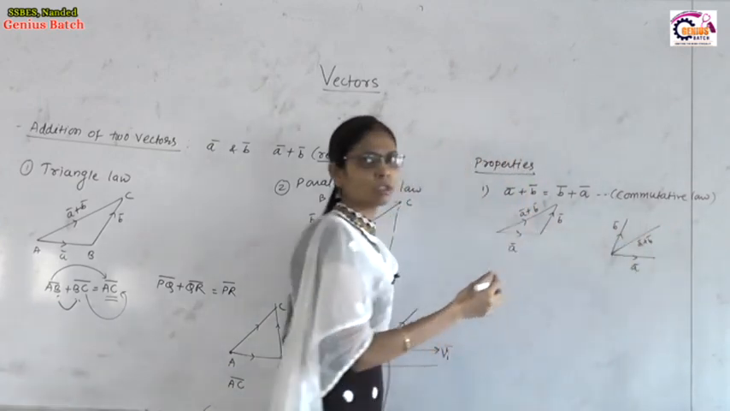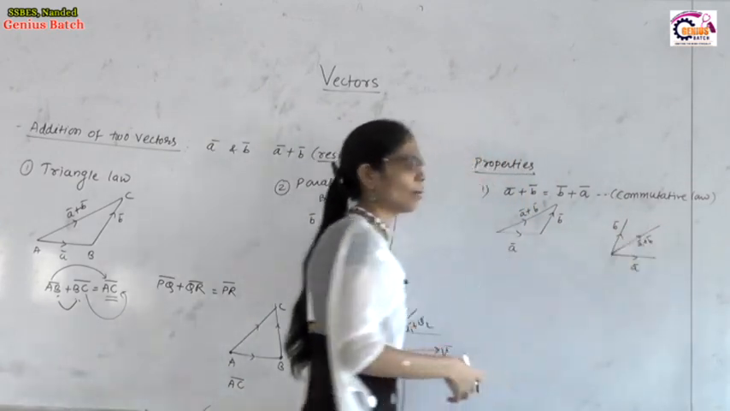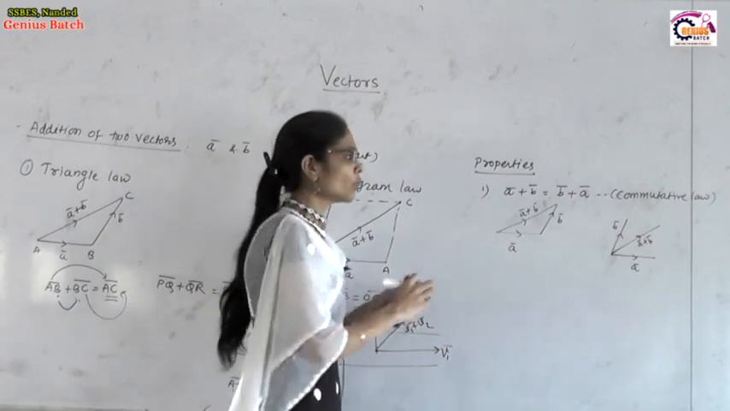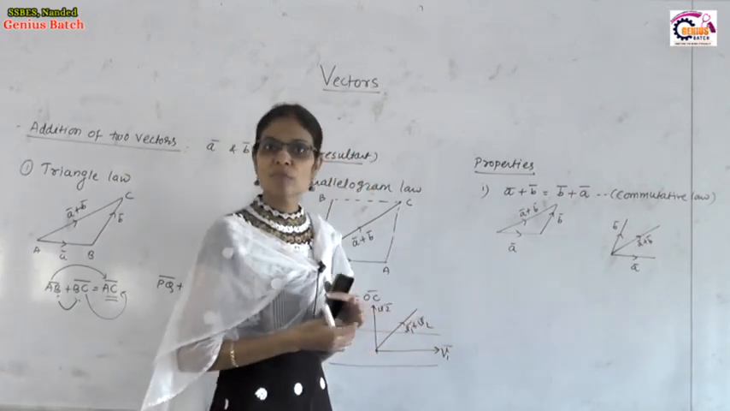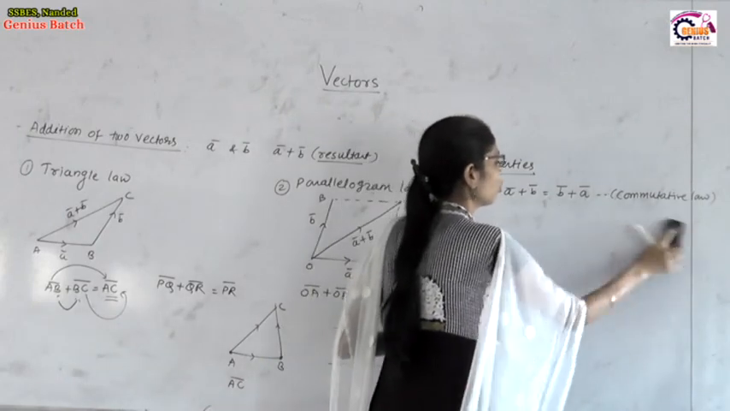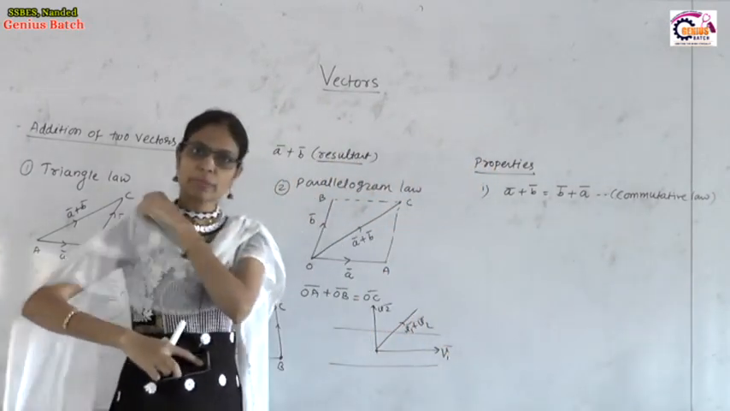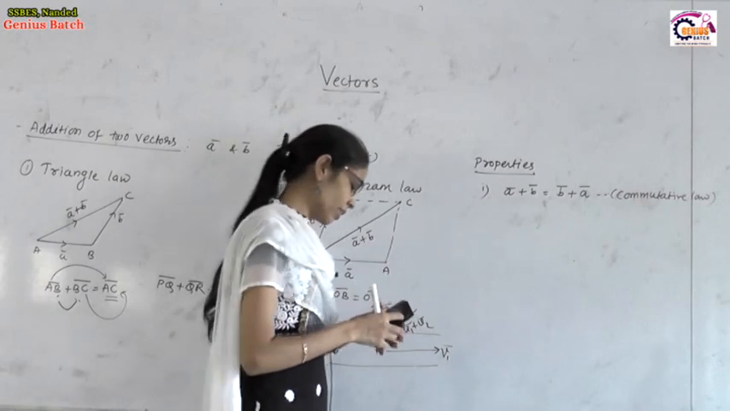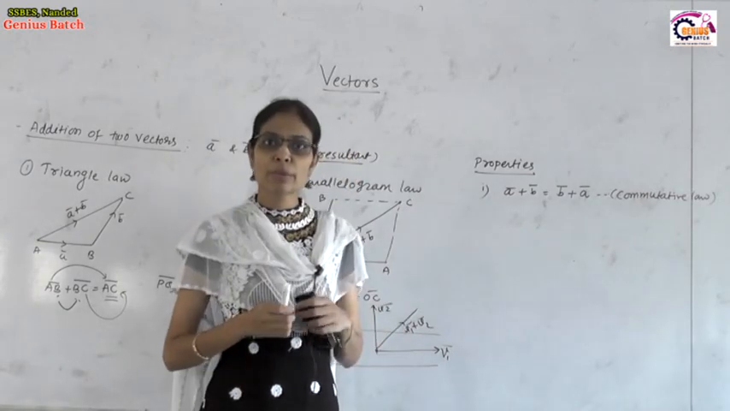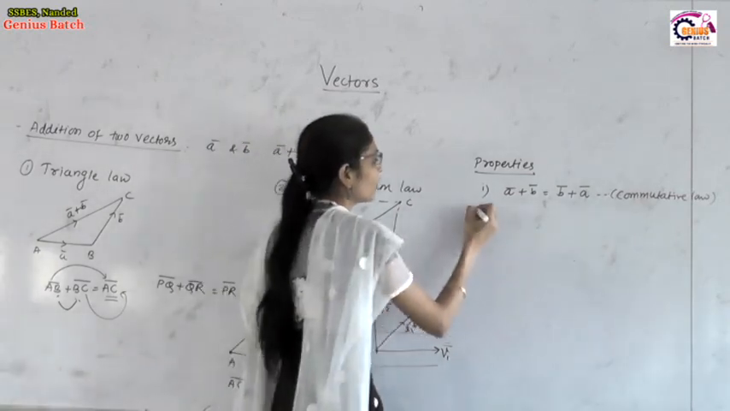So does it change? No, you are getting the same vector having the same magnitude and direction. So if the order is changed, their sum will not change. This is said to be the commutative law. So vector A plus vector B is equal to vector B plus vector A, commutative law.